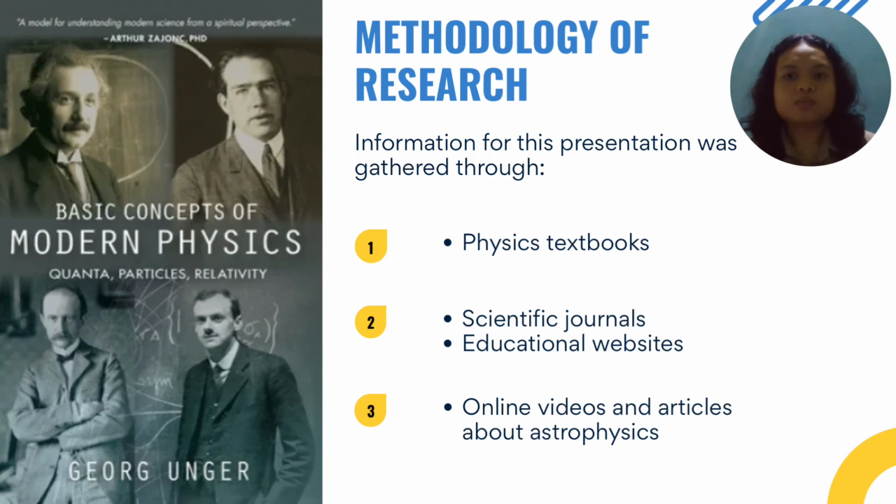First, we refer to physics textbooks to understand the basic concepts and theories related to nuclear fusion and astrophysics. Next, we use scientific journals and educational websites to gather more detailed and updated information from experts and researchers. Finally, we also use online videos and articles about astrophysics to improve our understanding and make the presentation more interesting.